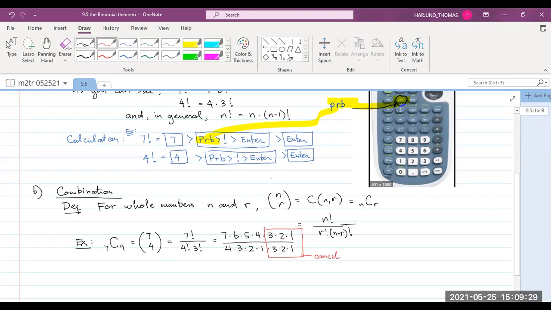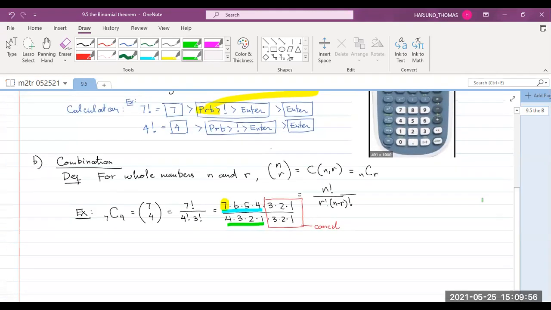So when we say 7 combination 4, it basically means you start from 7 and then have 4 factors going down, like 7, 6, 5, 4. On the denominator, you have 4, 3, 2, 1. From there, we can compute it. The 4 cancels the 4, and 6 cancels, so that equals 35.